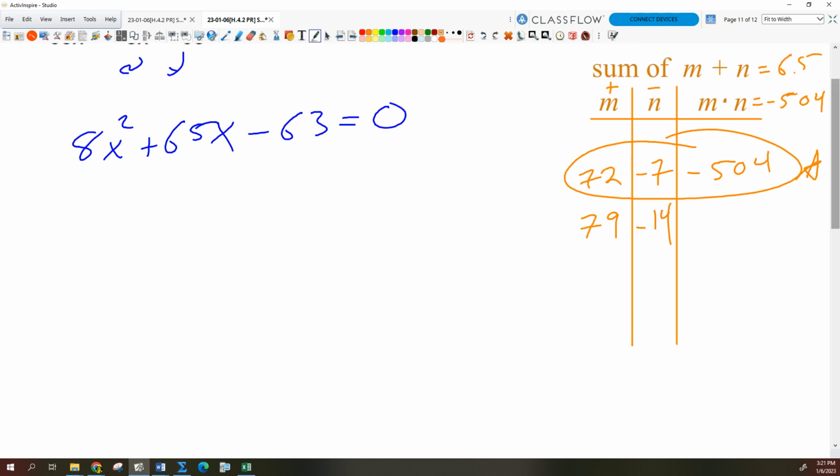So now what are we going to have to do? We have to factor by grouping. Our magic numbers are 72 and negative 7. So we split the 65x. We're going to split the middle term. Which one should we do first? We should do the negative one first, right? So we're going to split it into minus 7x plus 72x, and the others stay the same.